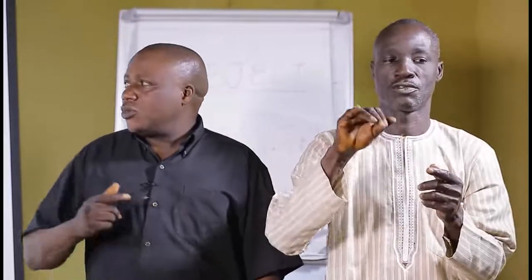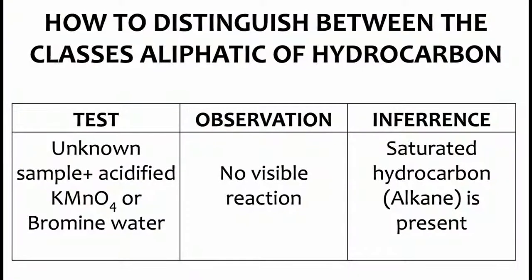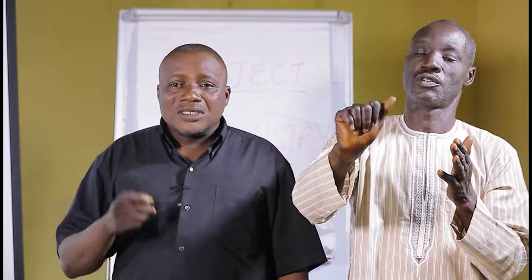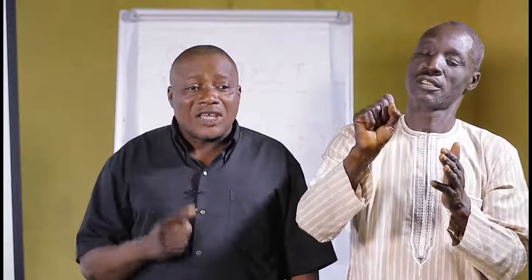To start with, you can look at the table. You have your test, your observation, and your inference. If you want to carry out the test, you are given an unknown sample, add acidified KMnO4, that is potassium tetraoxomanganate(VII), or bromine water. For the observation after adding this reagent, if there is no visible reaction at all, then we can conclude that a saturated hydrocarbon is present. Don't forget, saturated hydrocarbons are alkanes.